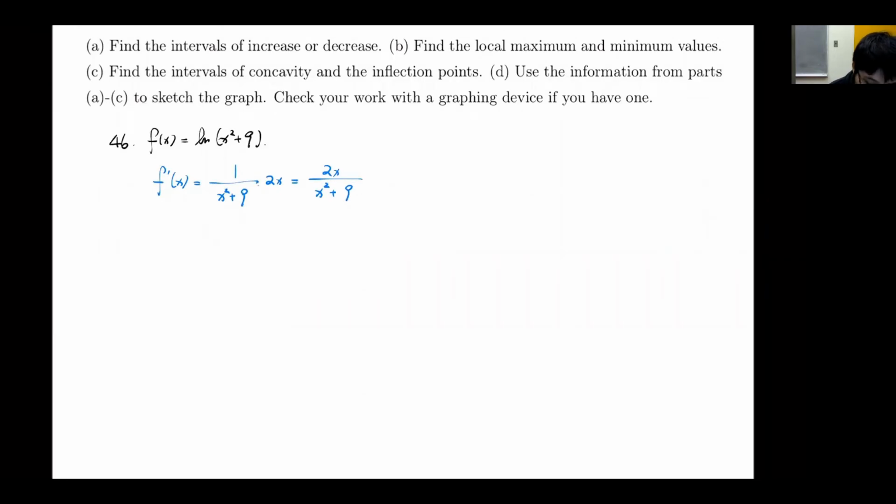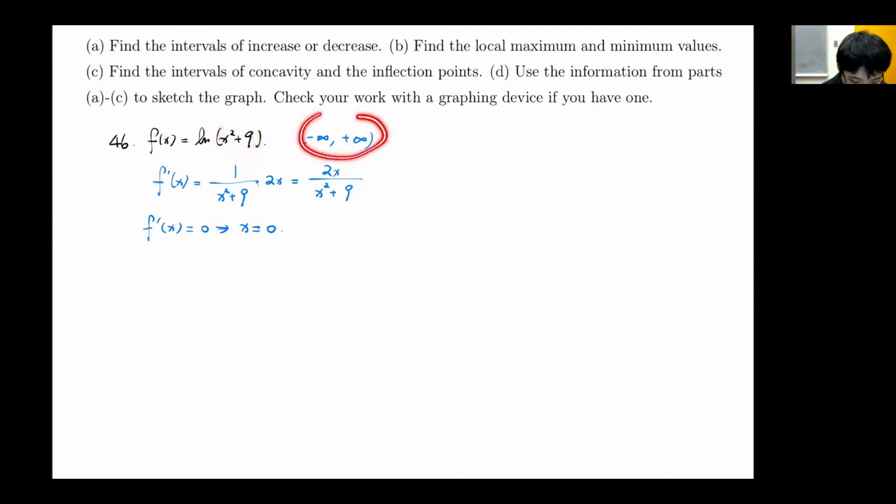To get the critical number, notice that the denominator is always positive, so we don't need to worry about where f prime of x does not exist. The only critical number is obtained by setting f prime of x equal to 0, and this tells me that x equals 0. Okay, so this is the only critical number. Also notice the domain of this function is again going to be minus infinity to positive infinity because whatever is inside the argument of the natural log stays positive. x squared plus 9 has a minimum value of 9, so this is always positive.